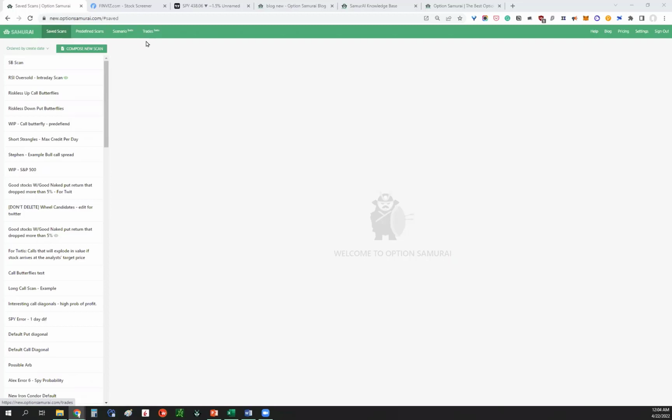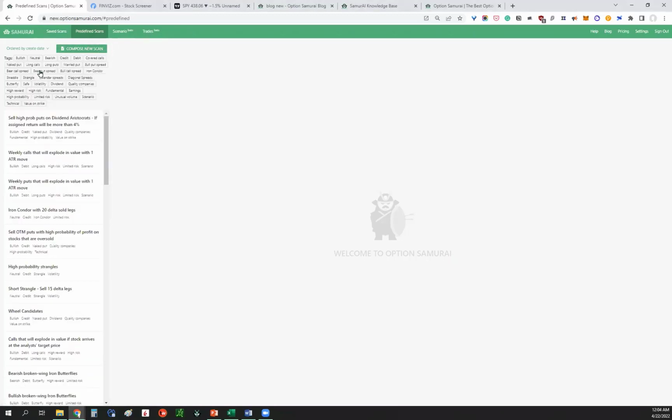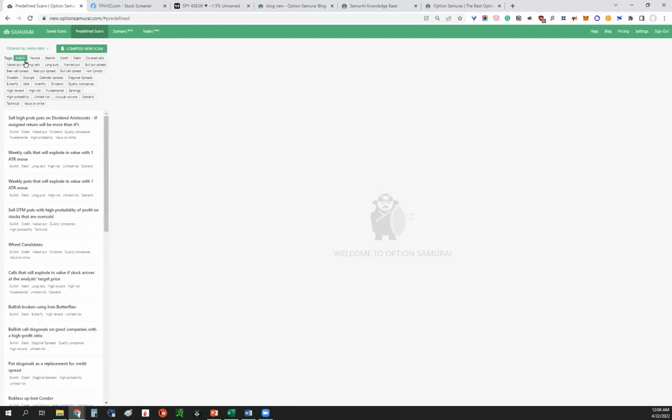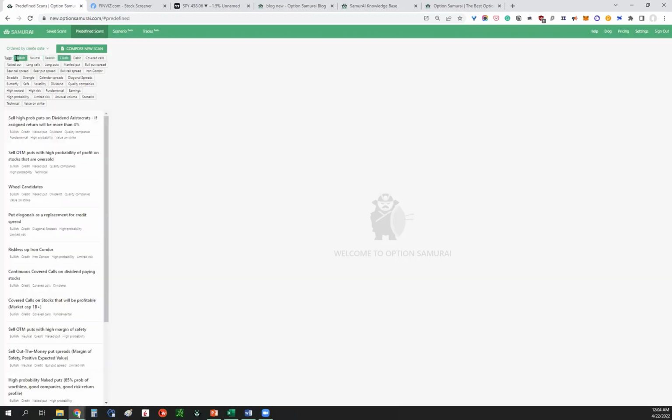And to get started, to show you how it works, I'll start from the predefined scans. These are the templates and boilerplates that we have to help you get started. We have over 40 of them, and we add more all the time. And we have tags here to help you navigate and filter them to what you're looking for. For example, if you click on bullish, then you see only bullish. If you click on bearish, then you'll see only bearish scans. Credit or anything like that.